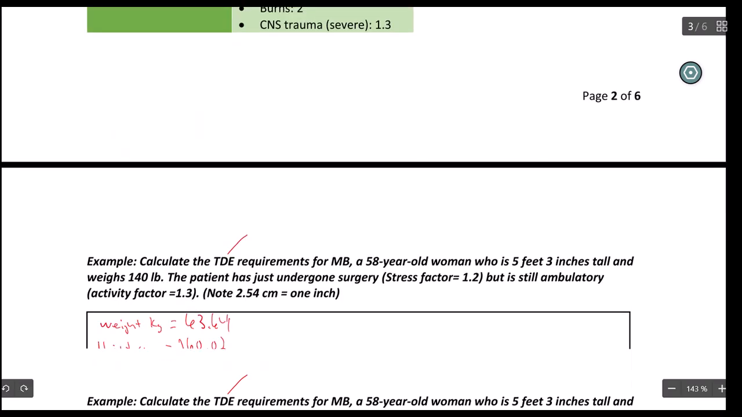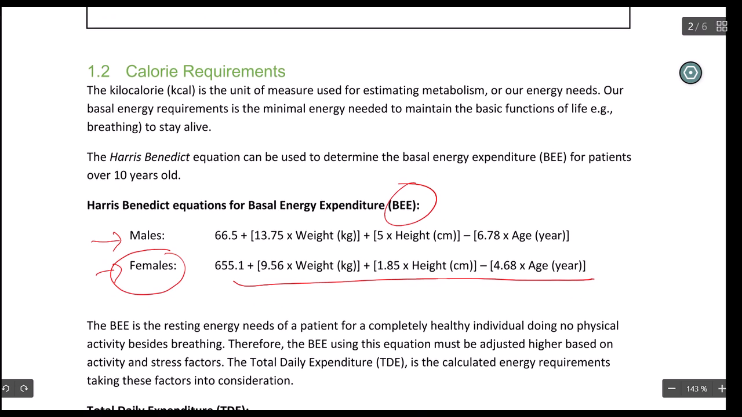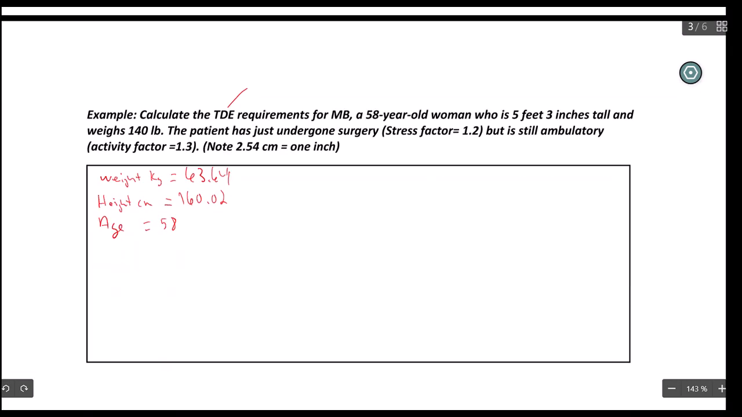Why did I do all that? Because look at what we have to do for the female. We need weight in kilograms, height in centimeters, and age in years. And we're going to multiply by those multiplication factors to get first the basal. I'm not going to do all the calculations out, but I will at least show you the setup for it.